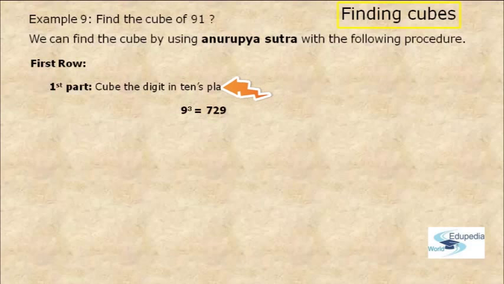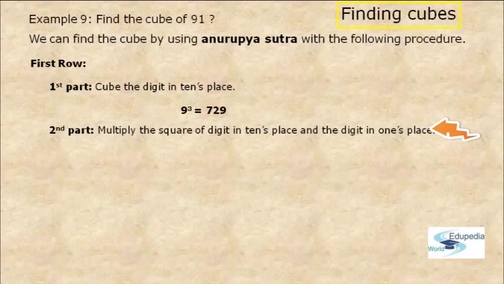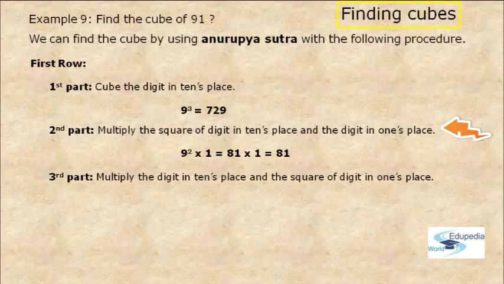729 as the answer. Now, coming to the second part, we have to multiply the square of the digit in tens place with the digit in ones place. So in the number 91, we have 9 in tens place and 1 in ones place. So 9 square into 1, which is 81 into 1, we will get 81 as the answer. Moving to the third part, we have to multiply the digit in tens place with the square of the digit in ones place. Again in the number 91, we can see 9 in tens place and 1 in ones place. By multiplying 9 into 1 square, we will get 9 into 1, which is equal to 9.